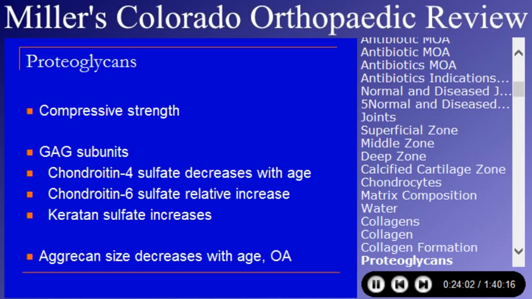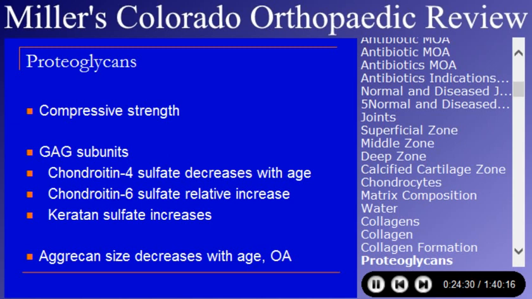Proteoglycans give the cartilage its compressive strength. There are several common glycosaminoglycan subunits, and this is another one that they like to ask. Chondroitin 4-sulfate is more common in young people. I think this was on last year's in-training. It decreases with age. Chondroitin 6-sulfate and keratan sulfate tend to increase with age.